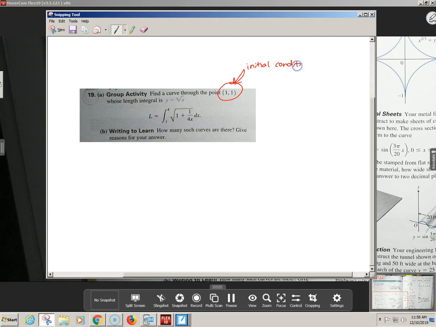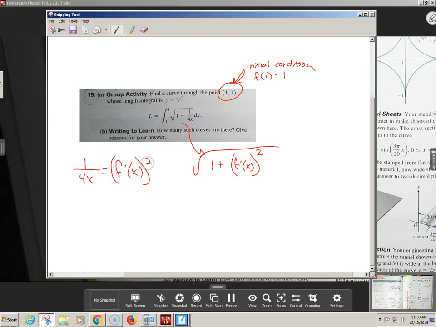They've given me, hey, f of 1 equals 1 as a clue. And then if I look at this, doesn't this fit the form of 1 plus the derivative squared? So can't I go ahead and say that 1 over 4x is f prime of x squared? You see it? How do you go backwards? Or I can square root both sides and I end up with 1 over 2 square root of x, and that equals f prime of x.